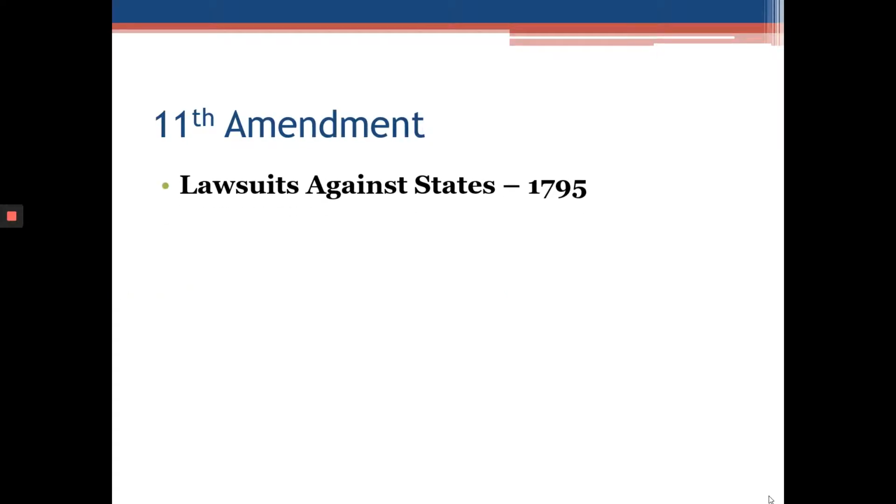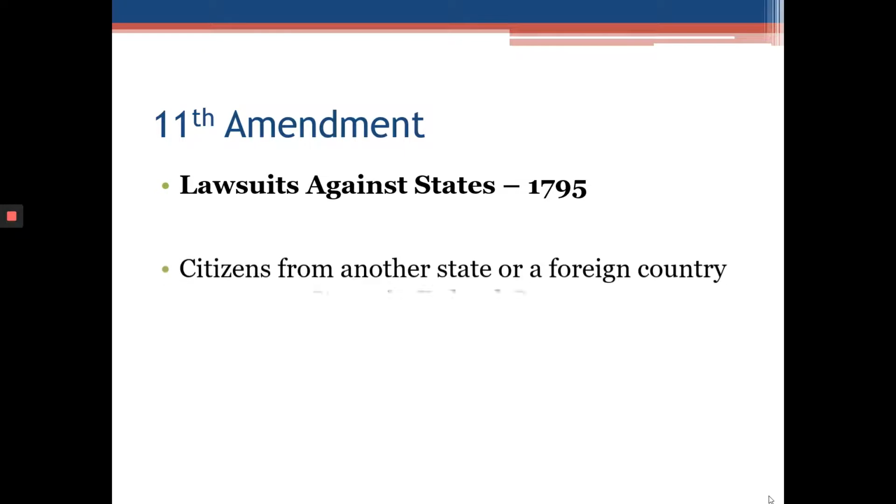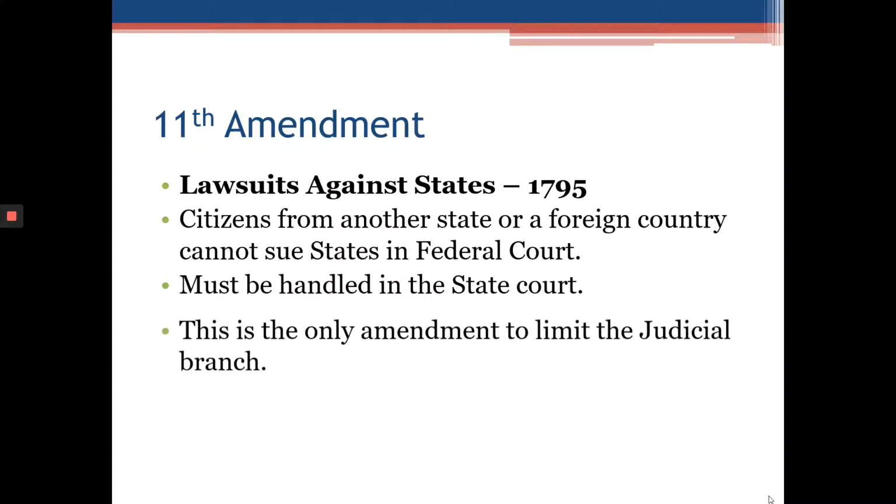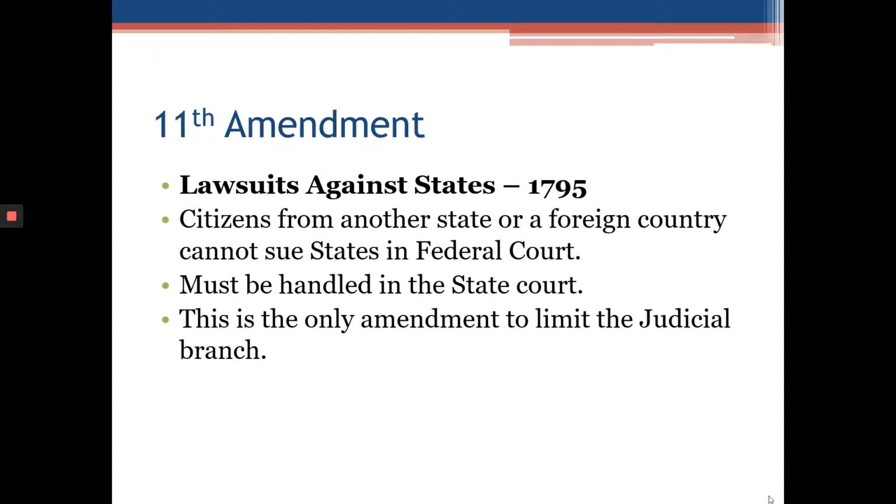All right. So the 11th Amendment is the first one that was added prior to the end of George Washington's administration. It's lawsuits against states, and what this one basically says is citizens from another state or a foreign country can't sue states in federal court. This was a way to maintain a level of federalism, and it was also the only amendment to be added to limit the judicial branch. There's no other qualifications or limitations upon the Supreme Court. And so if you want to go ahead and sue a state, you have to do it in a state court, not in the federal court system.